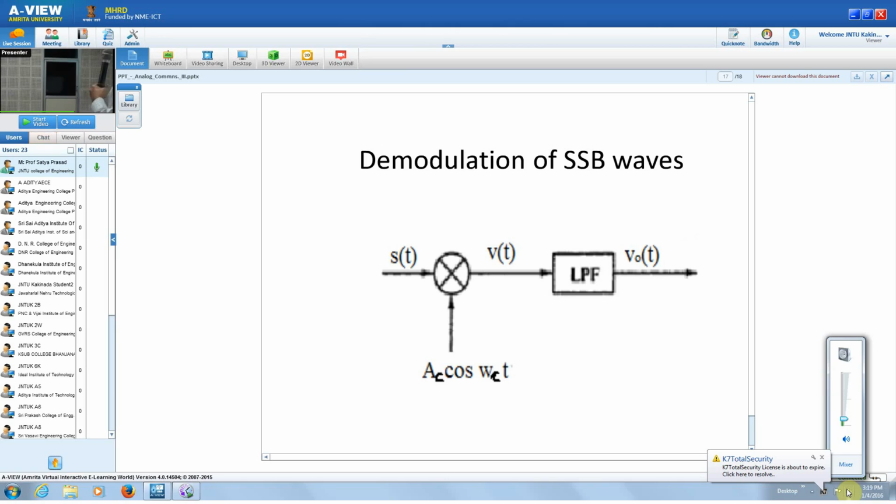So that we are passing through a low pass filter, so that higher harmonics are eliminated. Only m of t is going to be passed through the low pass filter. Then you are getting your required V naught, which is nothing but your required baseband signal.